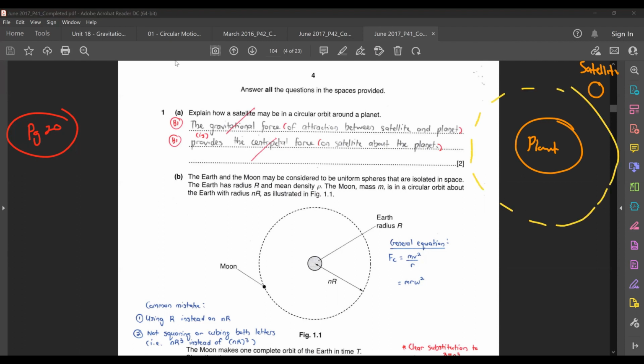So this one relates to what I mentioned to you many times before, because you have gravitational force between your satellite and your planet. That gravitational force acts as your centripetal force, right? So if you want to explain, you just make mention of this, no? The gravitational force or attraction between your satellite and planet provides the centripetal force on the satellite about the planet so that it can move in a circle. Okay, so that it can move in circular motion. I think that's the better term.